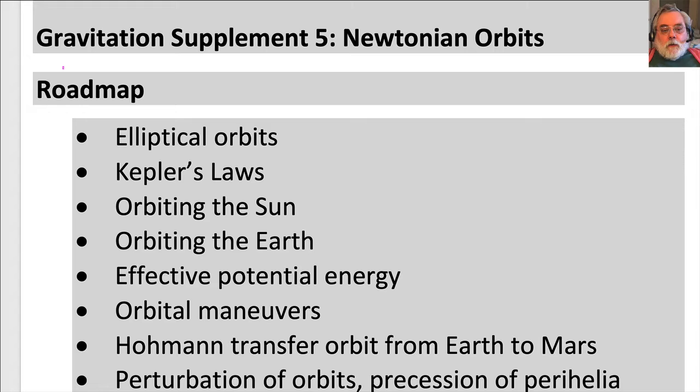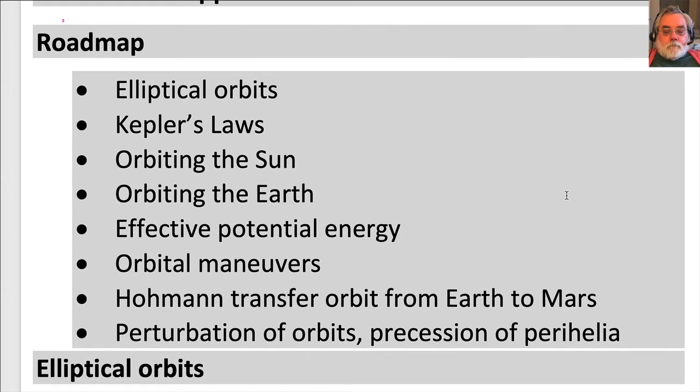We will cover elliptical orbits, Kepler's laws, orbiting the Sun, orbiting the Earth, effective potential energy, orbital maneuvers, Hohmann transfer orbit from Earth to Mars, and perturbation of orbits, and precession of perihelia. We will look at Newtonian elliptical orbits, primarily around the Sun. The next supplementary video, number 6, will look at the general relativity case and orbiting a black hole.